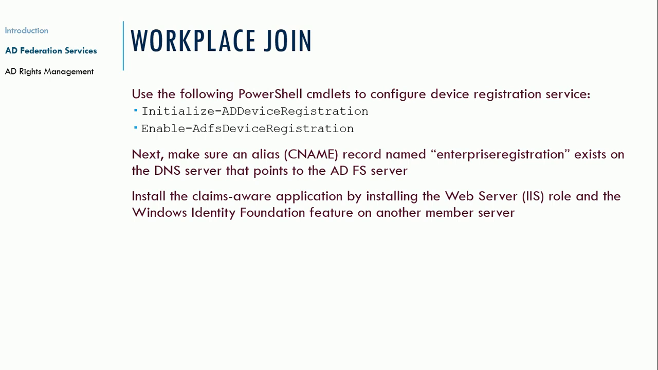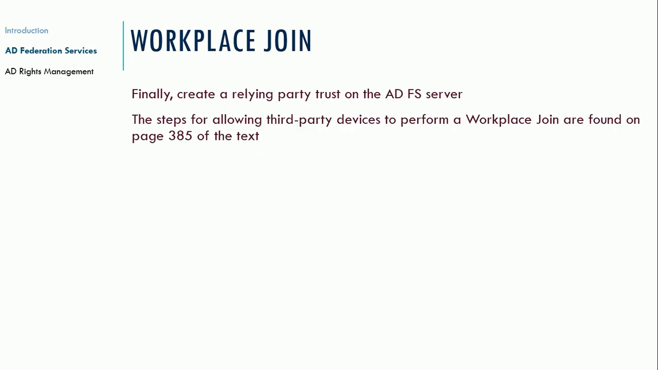So you do have to have the Windows Identity Foundation feature on another member server that's going to provide services for this. And then finally, you create a relying party trust in the ADFS server, and then you follow the steps in your textbook to perform a workplace join.